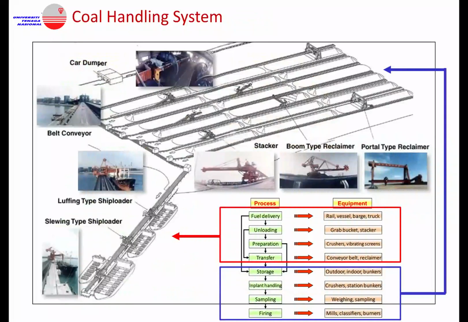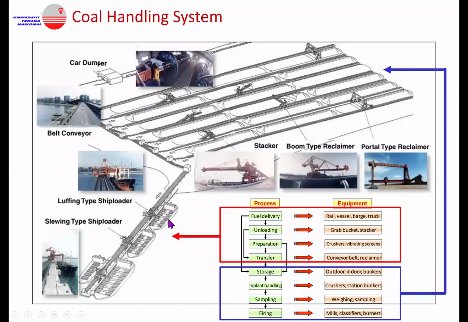This is an illustration of a typical coal handling system. It may vary from station to station, but generally it looks like this. I just put in the previous slide here. This is the flow chart of the process: you have fuel delivery, unloading, preparation, and transfer. This happens at our jetty in the power plant.